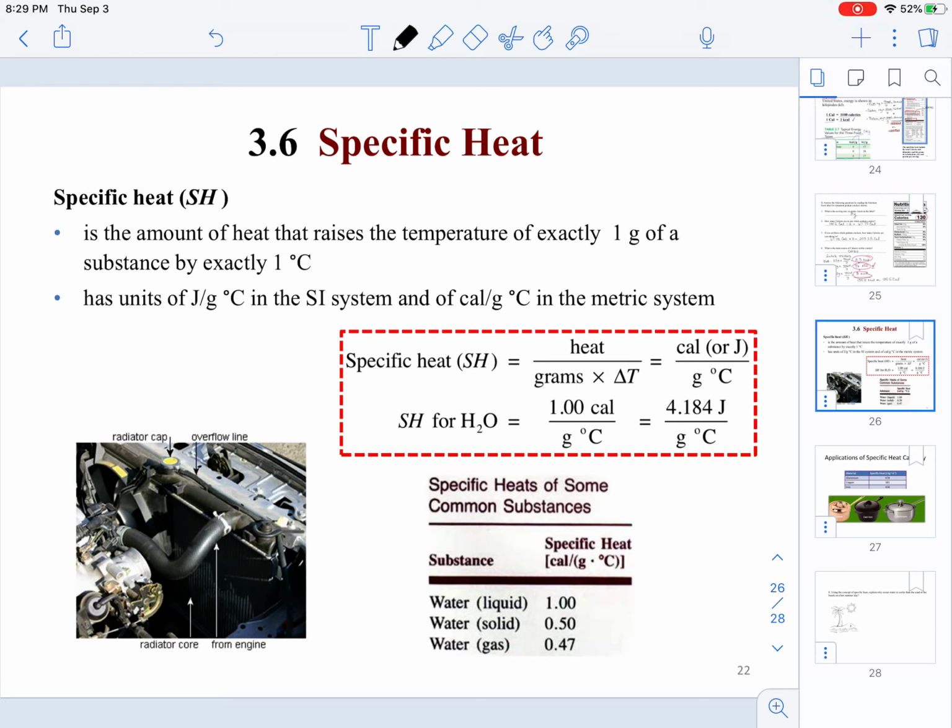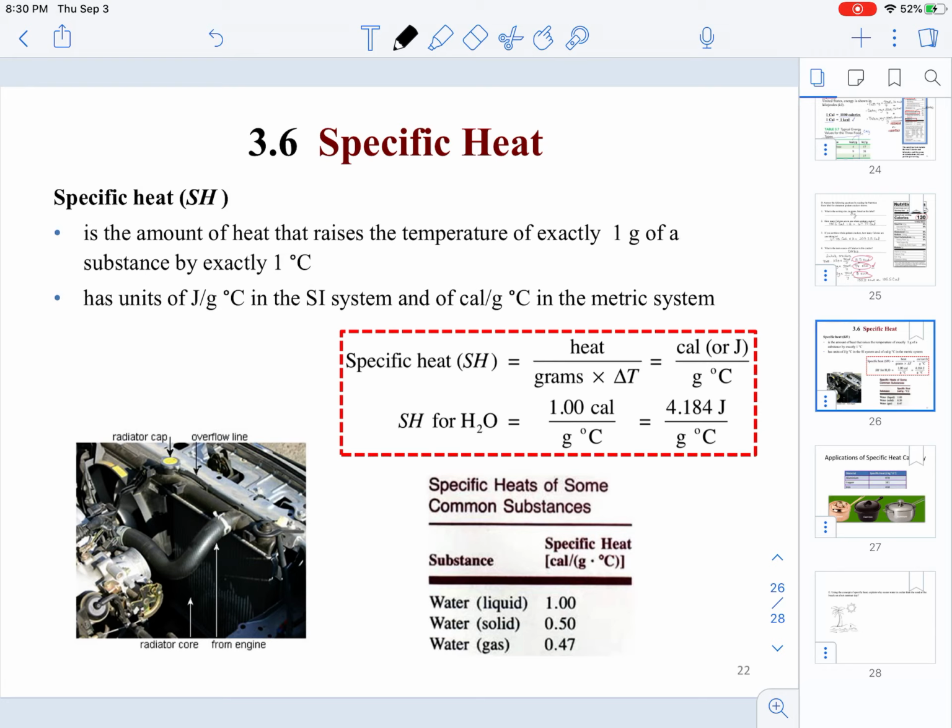Even though there are some courses in which you're tested utilizing this equation, understand that in this class, you are responsible for understanding application of the concept of specific heat. Specific heat has units of joules per gram per degree Celsius in the SI system, or calories per gram per degree Celsius in the metric system. As you can see, we have the equations for specific heat in the red box. But again, when it comes to specific heat, it's more important that you are able to understand the concept of specific heat and how it will be applied in a situation.